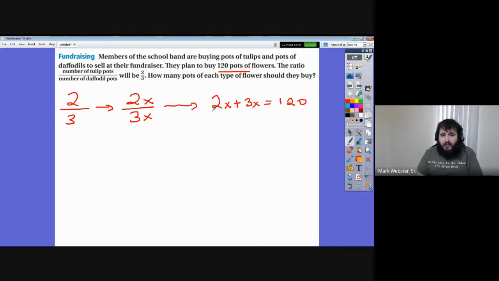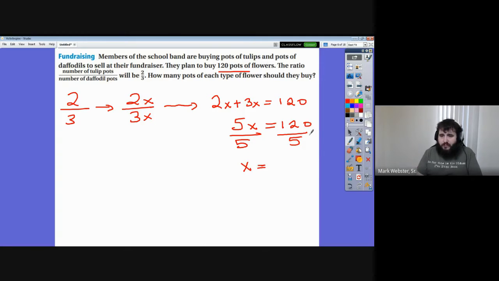So now that I've got this, I can make my equation. 2x and 3x, that's 5x. Then I divide both sides by 5 to solve for x, the number of parts. This won't be our final answer, but it will be a way for us to figure out our answer, okay? That's the important thing. x is not our answer. x is going to be how we find our answer.